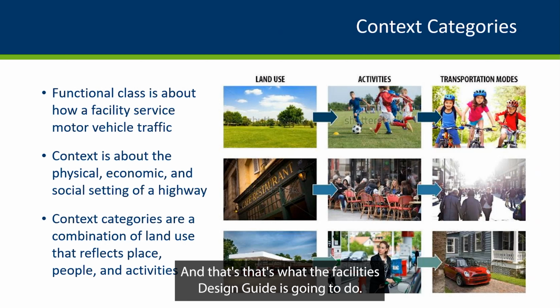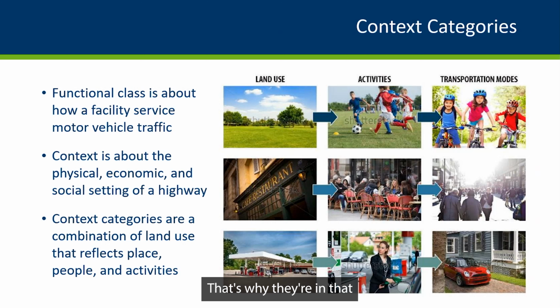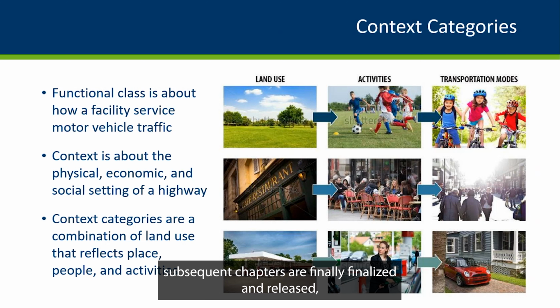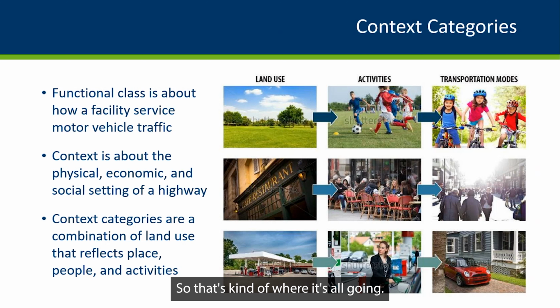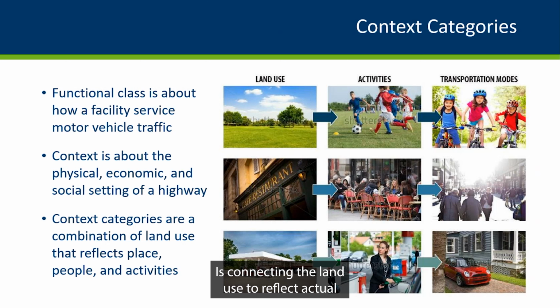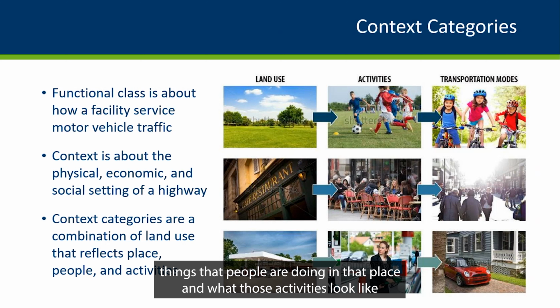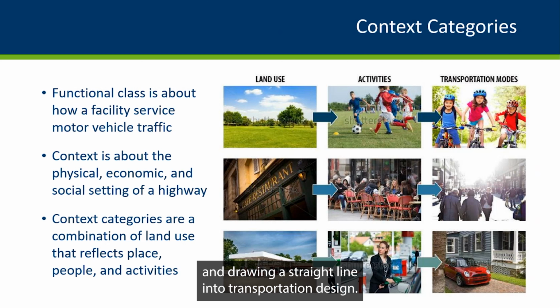And that's what the facilities design guide is going to do. That's why they're in that chapter 3, as subsequent chapters are finalized and released, there will be specific design guidance tied to those land use category types. So that's where it's all going: connecting the land use to reflect the actual things that people are doing in that place, and what those activities look like, and drawing a straight line into transportation design.